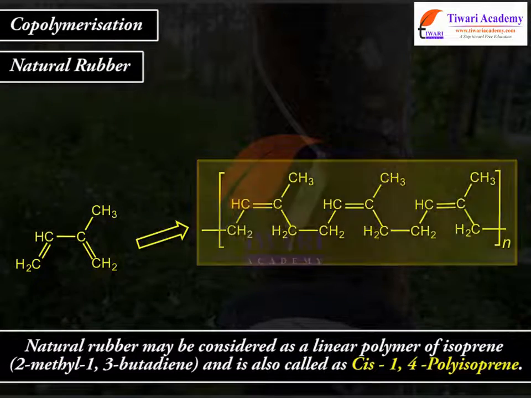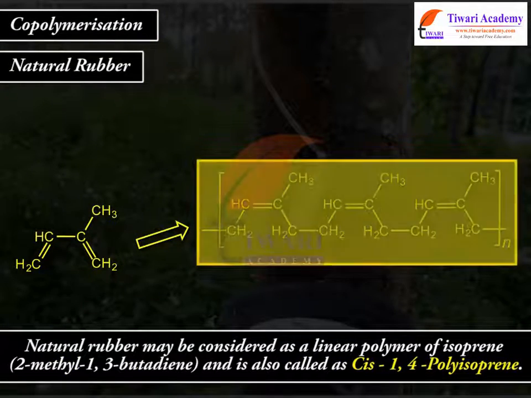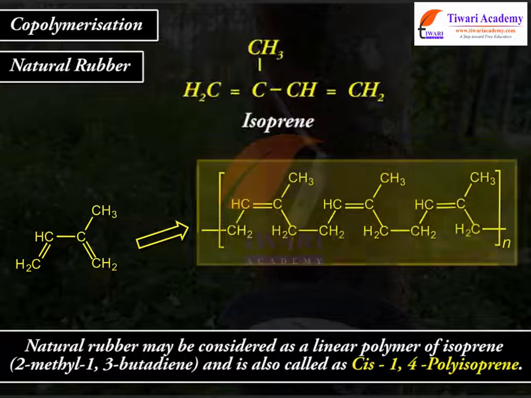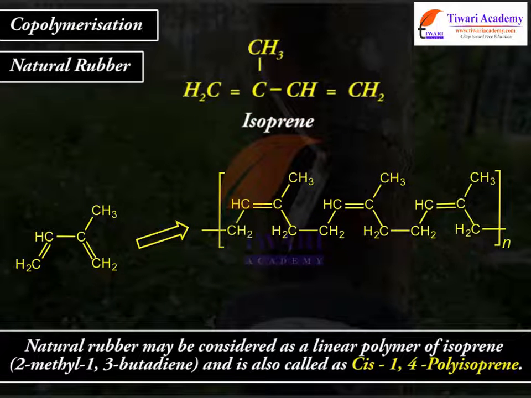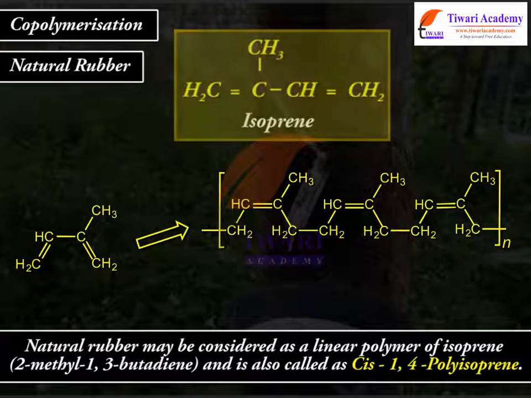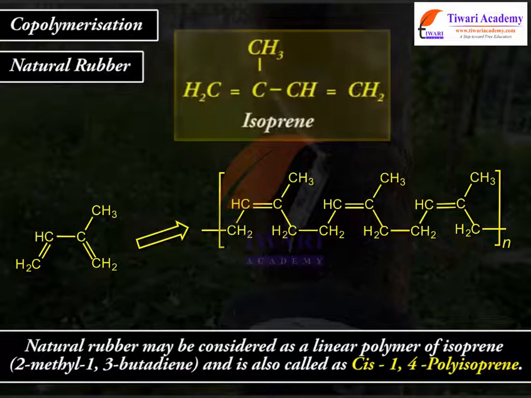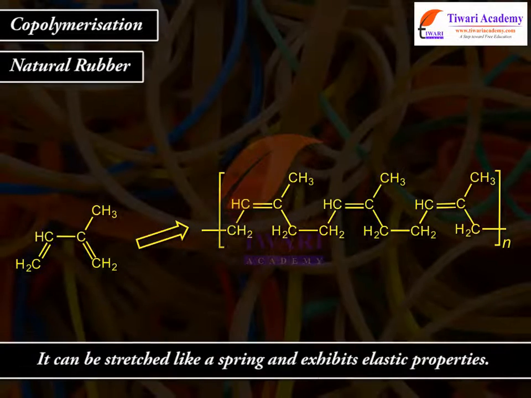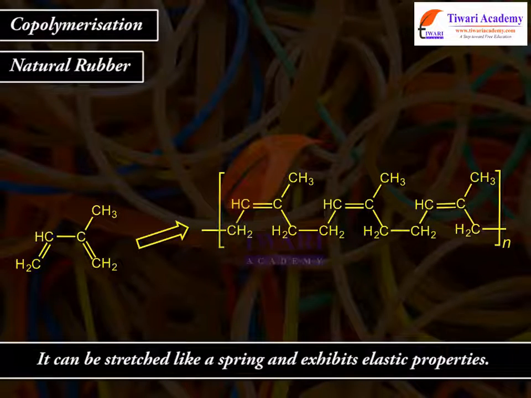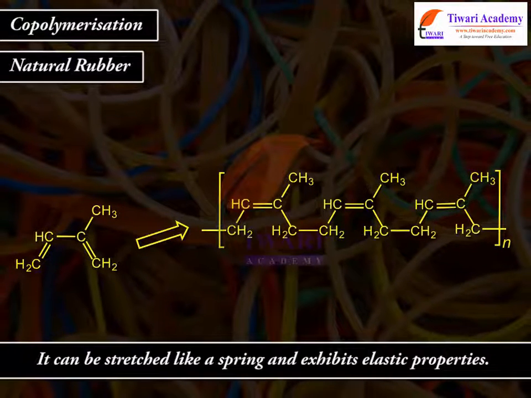Natural rubber may be considered as a linear polymer of isoprene, 2-methyl-1,3-butadiene, and is also called cis-1,4-polyisoprene. It can be stretched like a spring and exhibits elastic properties.